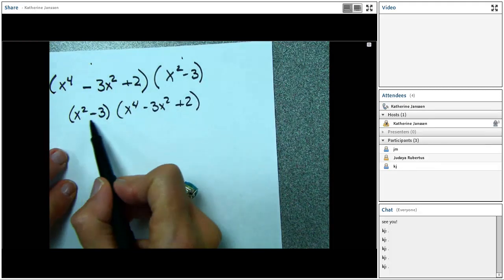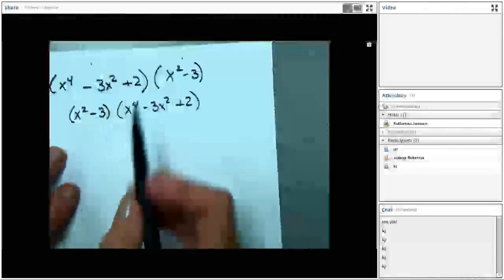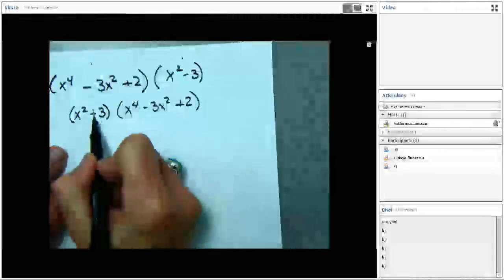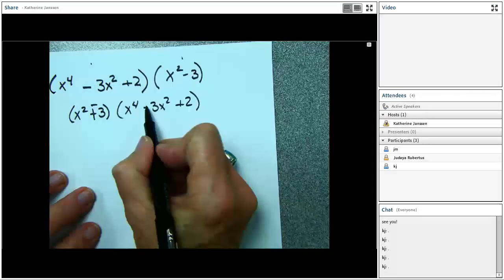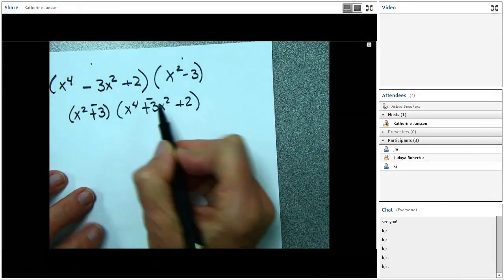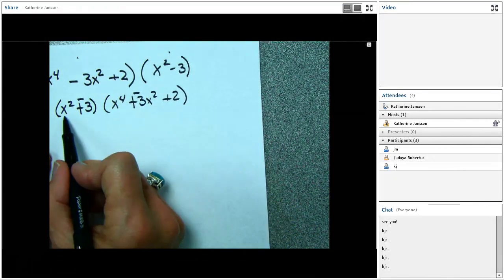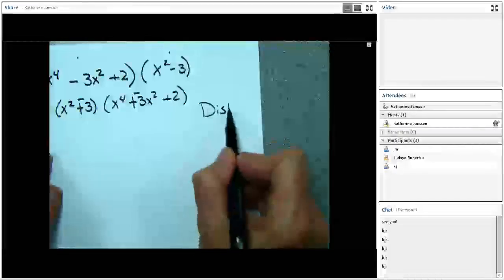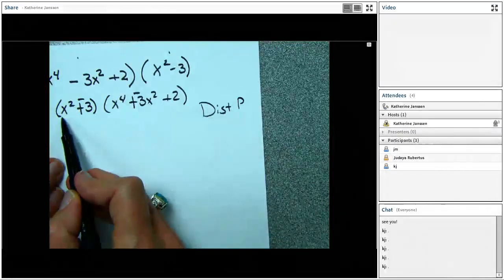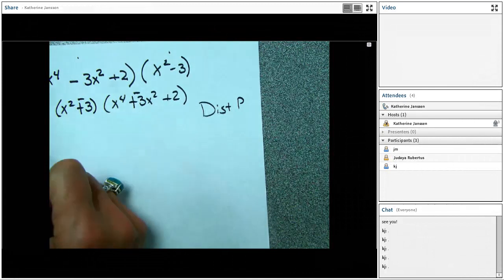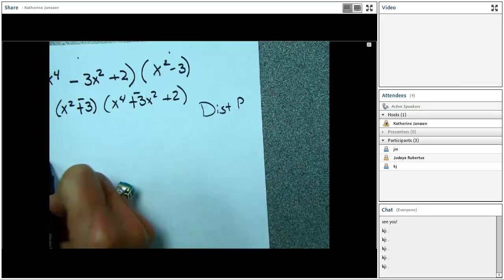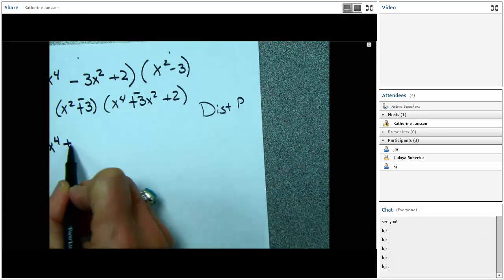And now I'm going to do something a little bit different also. Change subtraction to addition and add the opposite. And I want to distribute each term in the first polynomial times each term in the second. So let's just do the distribution part.